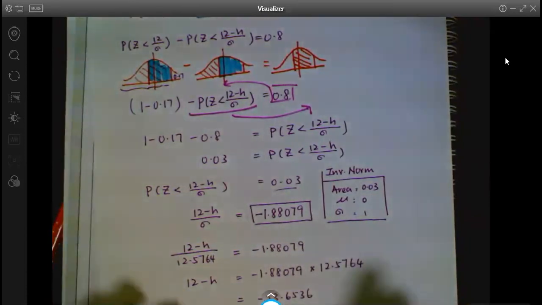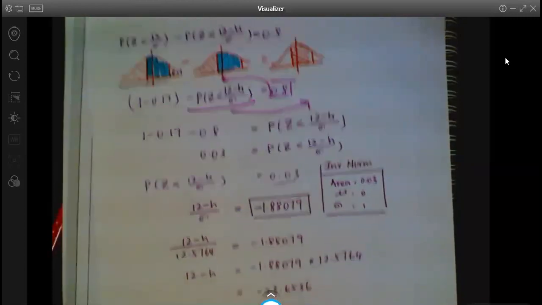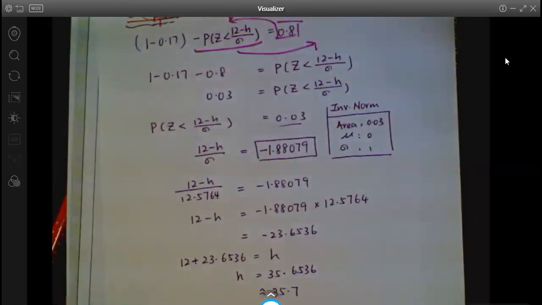And again, I'm going to move the h to the right hand side and the negative 23.65 to the left hand side. And the negative becomes a positive. So h is 35.6536, approximately 35.7. That's all for this question. Please let me know if you have other questions regarding this.